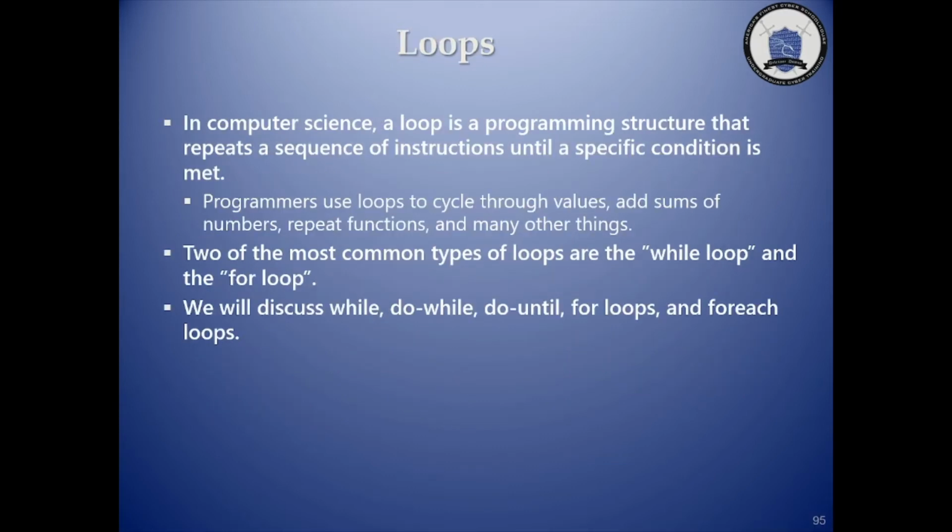So now I can go and dive into loops. In computer science, a loop is a programming structure that repeats a sequence of instructions until a specific condition is met. Programmers use loops to cycle through values, add sums of numbers, repeat functions, and many other things. So basically anything you want to be repeated, you would use a loop to do, and this can save a lot of time and just set up things to be done multiple times.